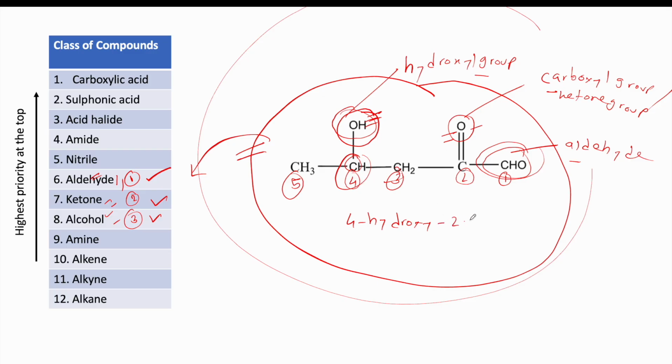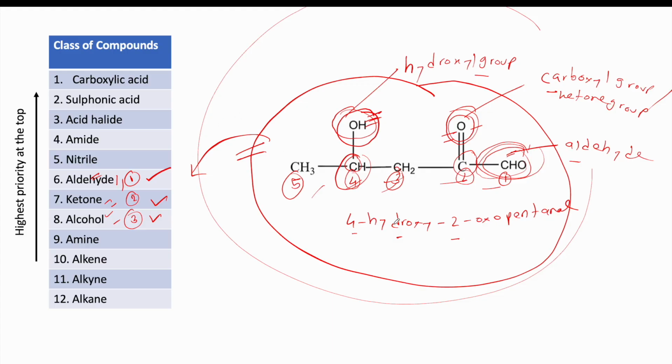Then we have 2-oxo, because this oxo group, which is also a substituent group, is connected to carbon number 2. How many carbons do we have in total? 1, 2, 3, 4, 5. So, 2-oxopentanal. Why pentanal? As I have stated, this whole compound is an aldehyde because there is the presence of CHO, and CHO is above ketone and alcohol. So the name of the compound stands as 4-hydroxy-2-oxopentanal. Alright. So this is our first example.